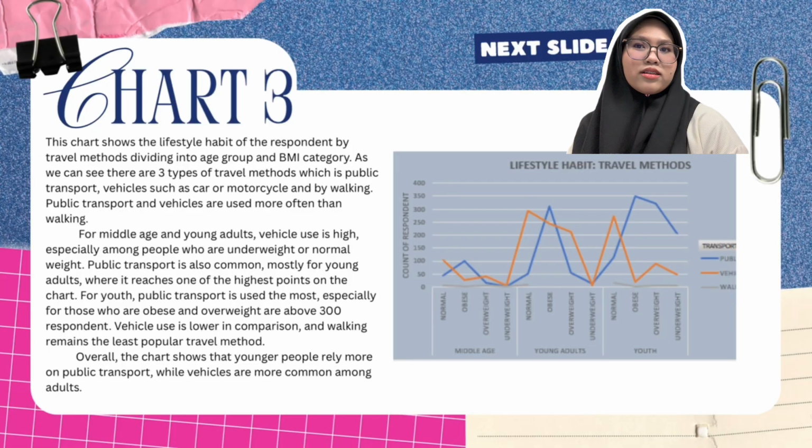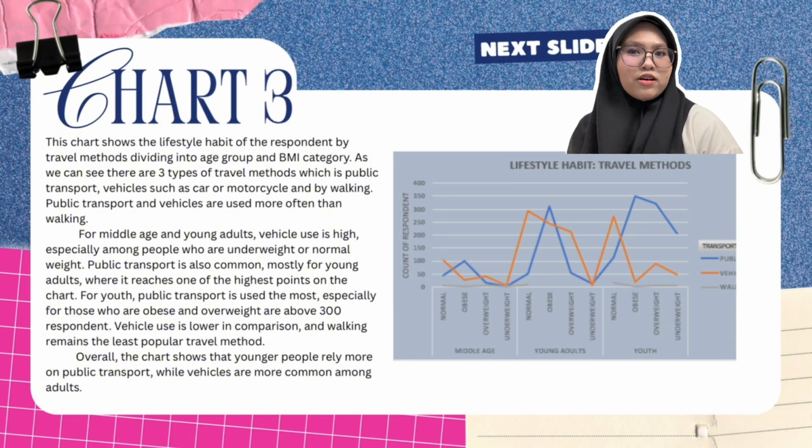For middle age and young adults, vehicle use is high, especially among people who are underweight or normal weight. Public transport is also common, mostly for young adults, where it reached one of the highest points on the chart. For youth, public transport is used the most, especially for those who are obese and overweight, above 300 respondents. Vehicle use is lower in comparison and walking remains the least popular travel method. Overall, the chart shows that younger people rely more on public transport, while vehicles are more common among adults.